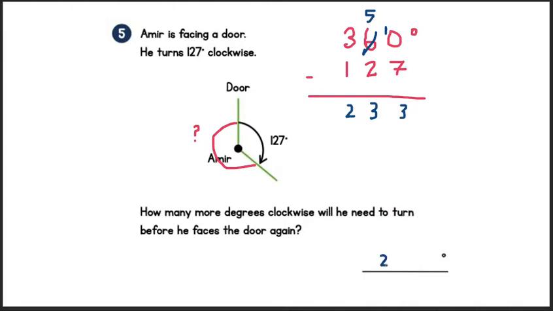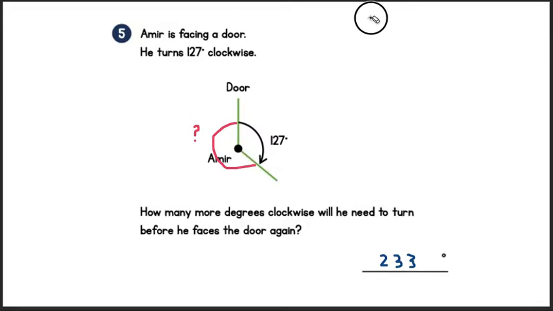Now I know there was a different answer on the answer sheet, but that is actually incorrect. White Rose have made a mistake. The actual answer is 233 degrees. So that's one way you can work it out. Another way is using a number line.